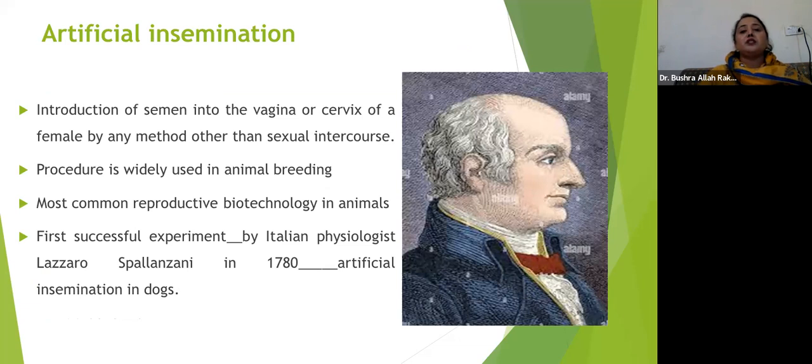So artificial insemination means that first of all, we need to collect the semen from the male, and then introduce this semen into the vagina or cervix of the female by a method other than sexual intercourse. This procedure is widely used in livestock, but in wildlife species, like in Pakistan, here in our lab, we are working on artificial insemination in wildlife species. I think only one or two places here have this technique, but the others are not working on that.